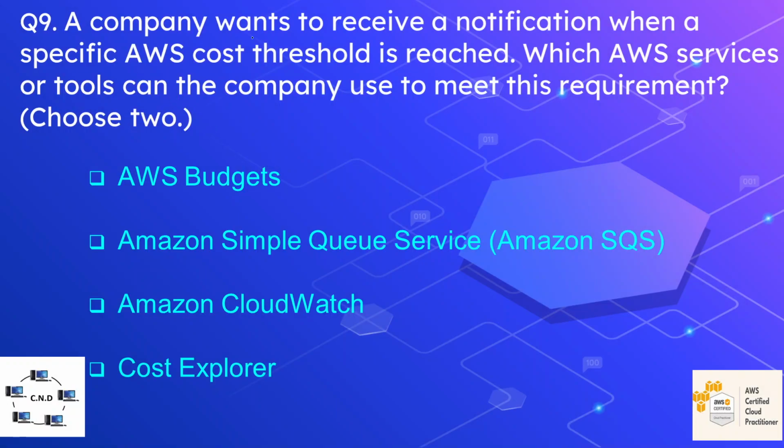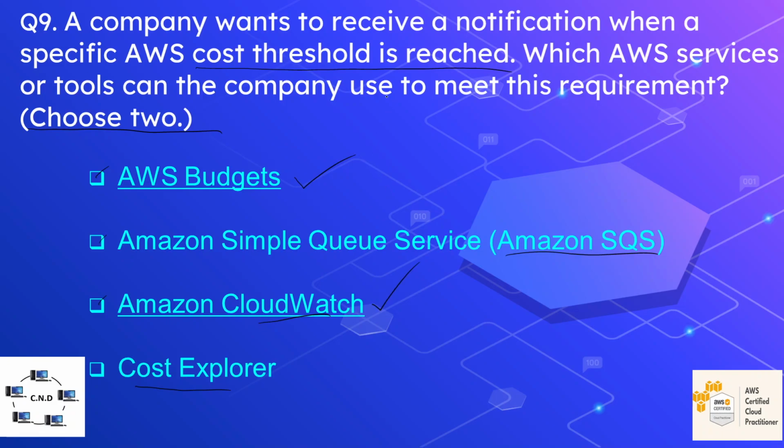Question number 9 is: a company wants to receive a notification when a specific AWS cost threshold is reached. Which AWS services or tools can the company use to meet this requirement? And we have to choose two options. Option A is AWS Budgets. Option B is Amazon Simple Queue Service, Amazon SQS. Option C is Amazon CloudWatch. And option D is AWS Cost Explorer. And the correct options are AWS Budgets and Amazon CloudWatch.